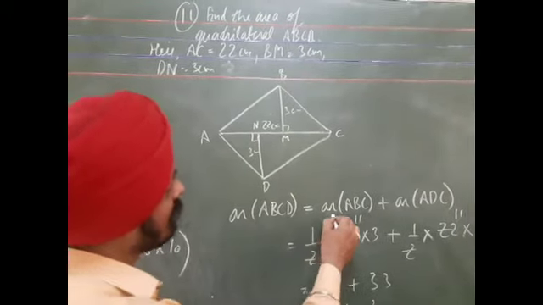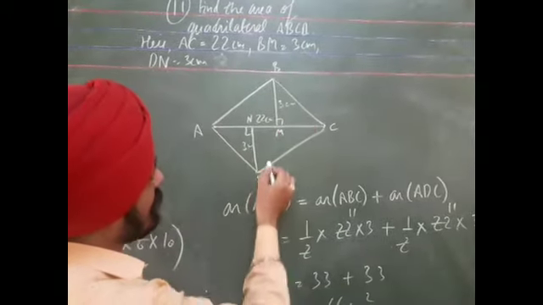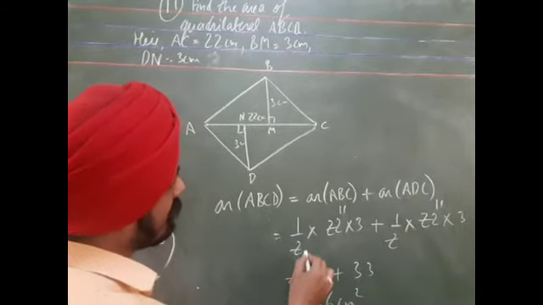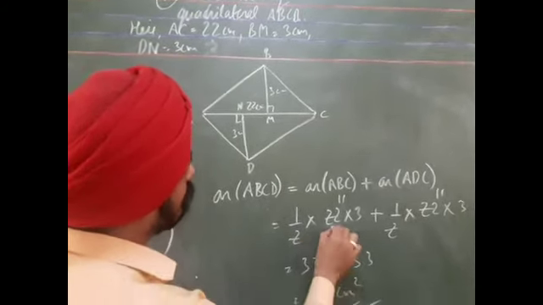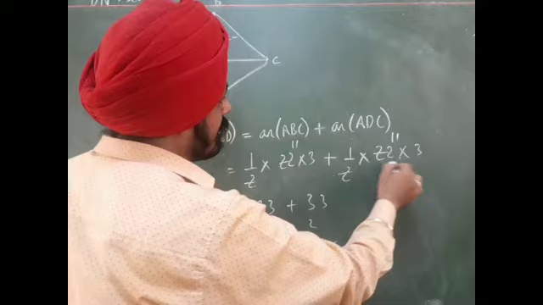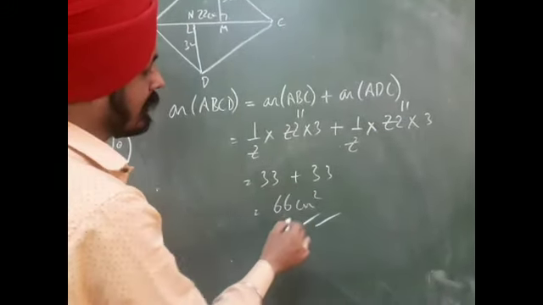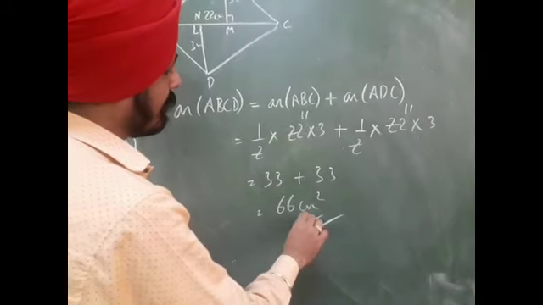How will you find it? Area of triangle ABC, the above portion, and area of triangle ADC, below, that is given. Both you will add. So half base into height, base is 22 and height is 3. In this also, area of triangle ADC, base is 22 and height is 3. Simplified, you will get 33 plus 33, that is 66 centimeter square.